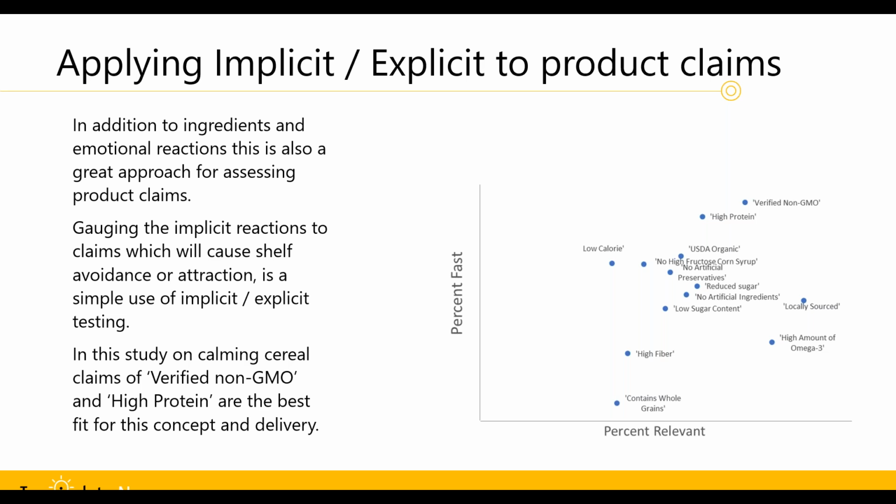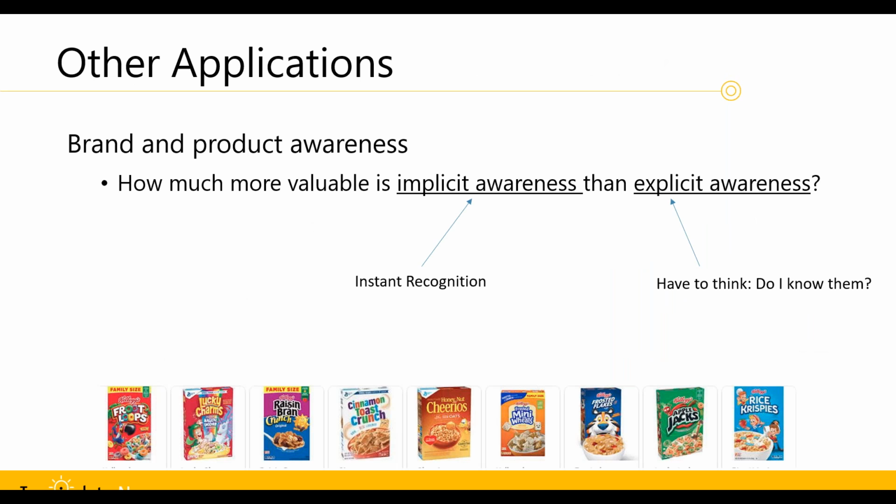There's a lot of people going, oh, I have to think about that a little bit. Yeah, I guess it's okay, but not very relevant to me in this particular situation, right? Whereas in the top right, the GMO-free, verified non-GMO and high protein, those were much more implicit and much more relevant. So it might be claims that you would use to help promote this particular product line if you could make them.